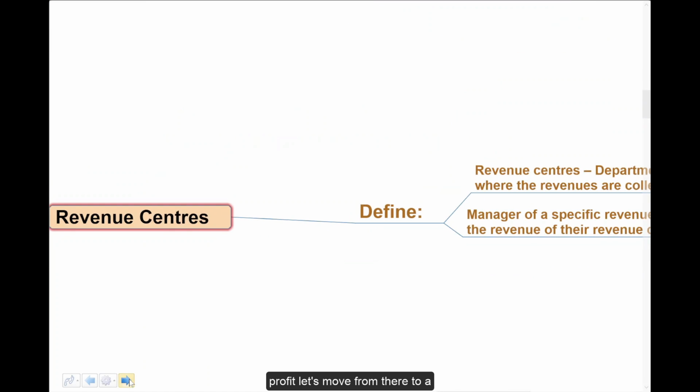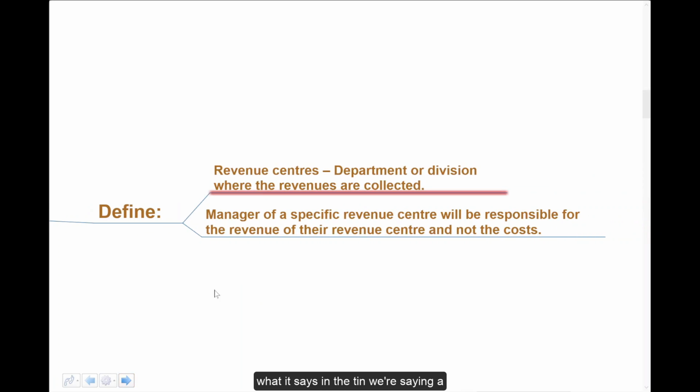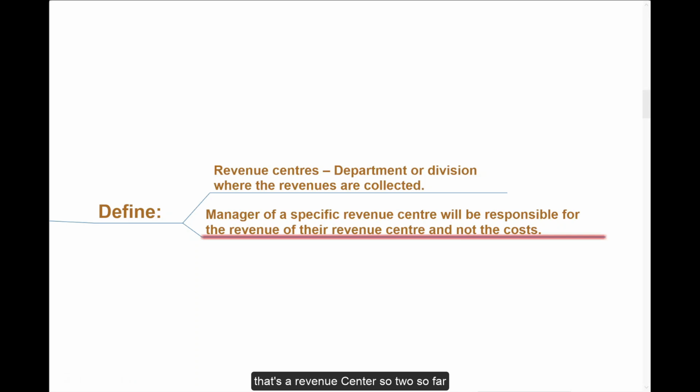Let's move from there to a revenue center. Now, this very much does what it says on the tin. We're saying a department or a division where revenues are collected. So in essence, the manager of a specific revenue center will be responsible for the revenue of their center, note, not the costs or the revenue of anything else. So that's a revenue center. So two so far: cost center, costs only; revenue center, revenue only. Where do we move from there?